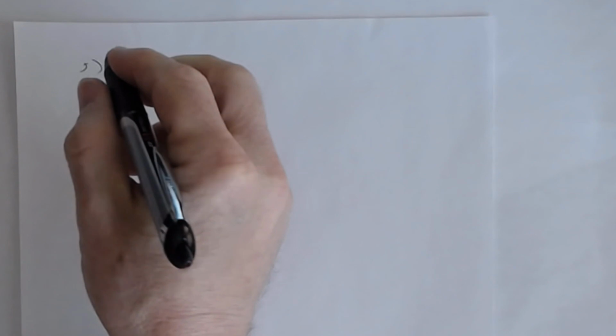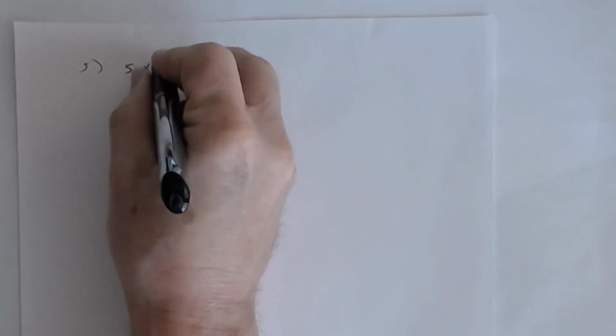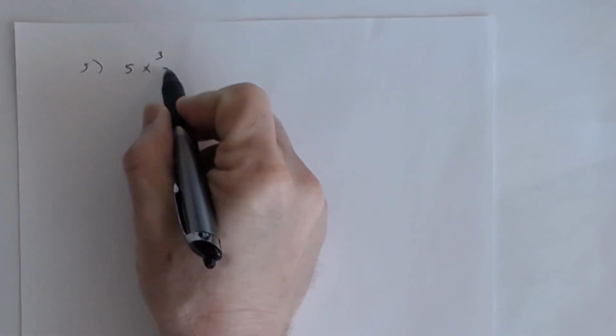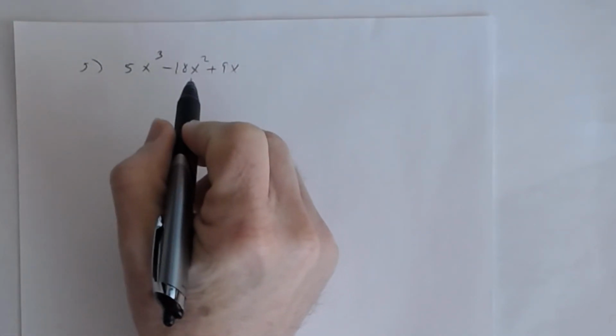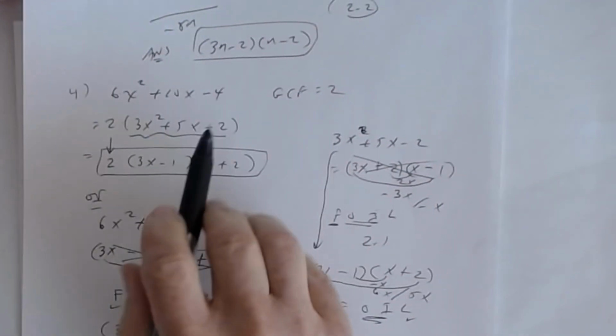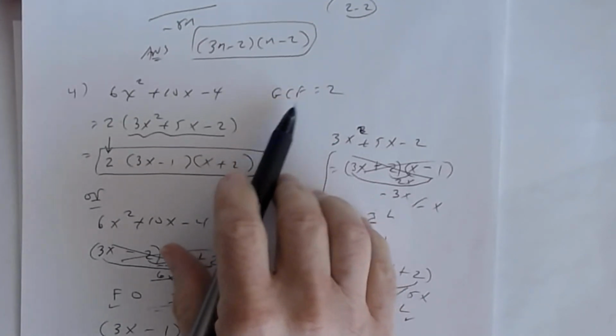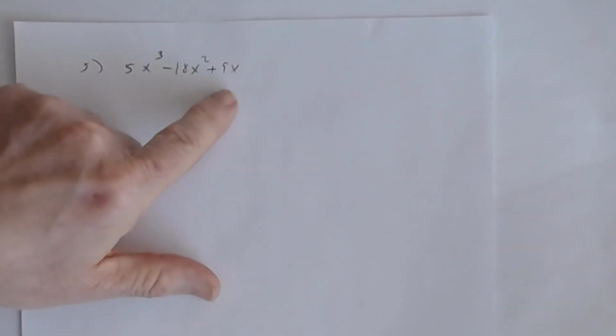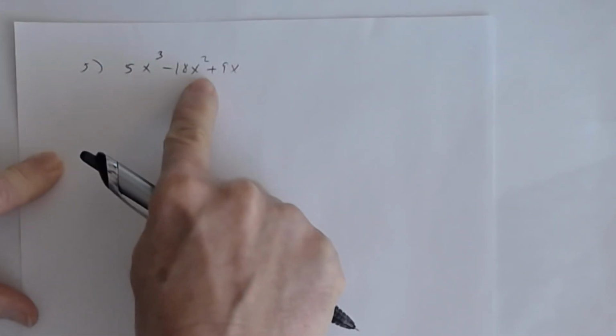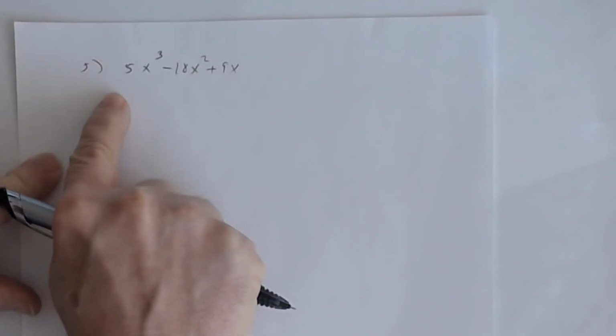In number 5, let's suppose we have 5x cubed minus 18x squared plus 9x. All right, so it's in descending order. Now, in this case, remember in problem number 4, if you forgot to factor out the GCF, you could still get the answer. It's very easy to get the answer. The problem here is that when there are variables in all of them, you really need to do the GCF.